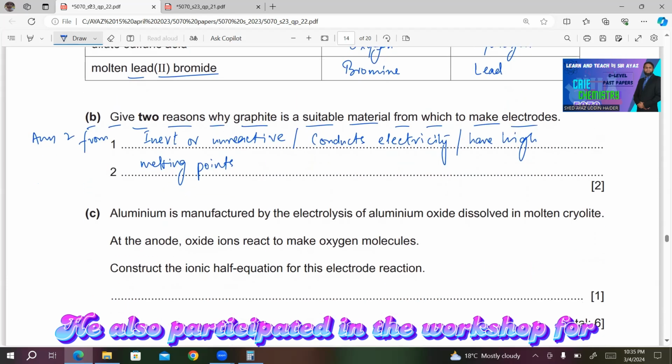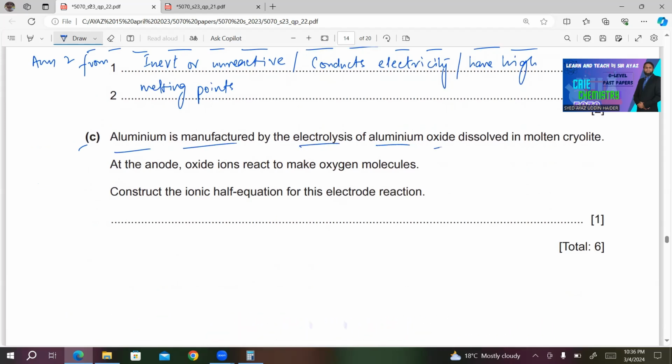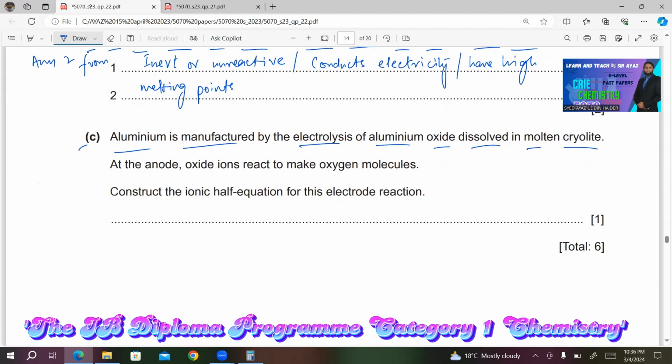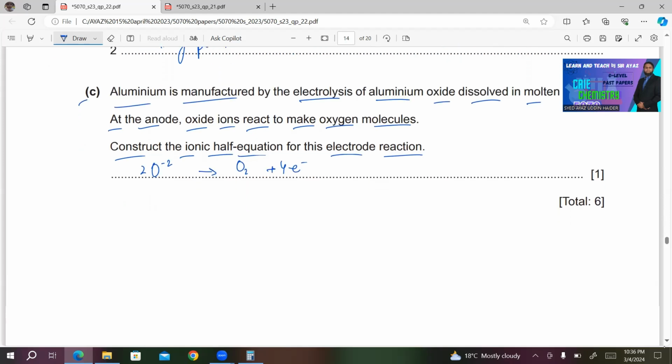C. Aluminum is manufactured by the electrolysis of aluminum oxide dissolved in molten cryolite. At the anode, oxide ions react to make oxygen molecules. Construct the ionic half equation for this electrode reaction. The oxide ions will lose electrons to form oxygen molecule. So we will write O2- gives O2 plus electrons. Let's balance the equation. So we'll have 2 here and it must have 4 electrons, 4 moles of electrons on the right hand side of the equation.